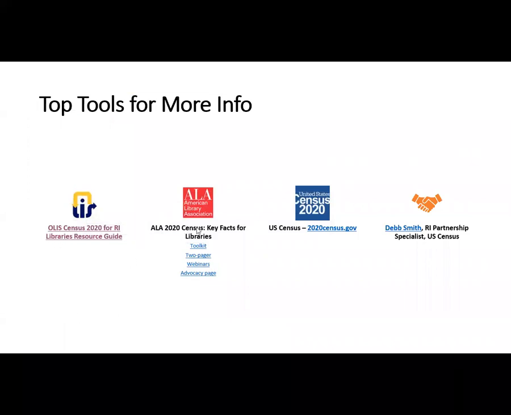I already mentioned ALA several times, the key facts for libraries. They have a toolkit, which is about a 20-page document if you really want to dive deep into how libraries can help with the effort. They have a little 2-page paper that I mentioned. This is a summary of the toolkit, so if you want to try to get everybody on staff on board, distribute that 2-pager to everyone so that they know what's going on. Their webinars, and then their full advocacy page, which has almost an overwhelming number of resources.